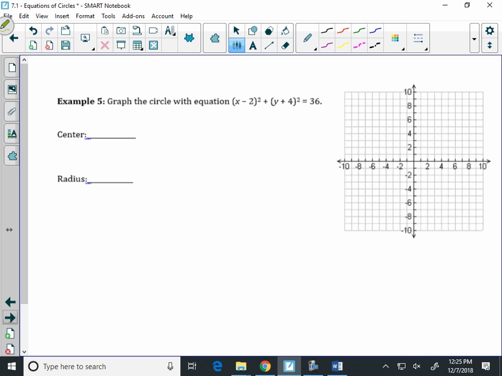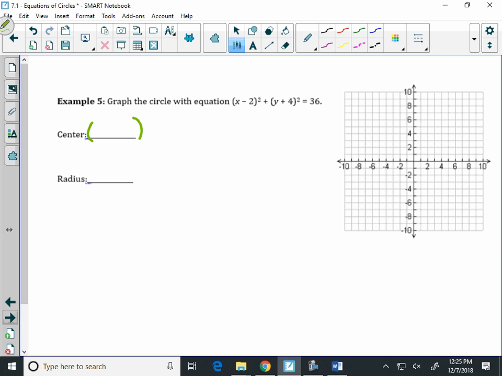Okay. Now we're going to graph circles. We graphed them a little bit with dilation, so now we're going to graph it when we're given the equation. To graph a circle, you have to know the center, and you have to know the radius, or at least be able to figure it out.